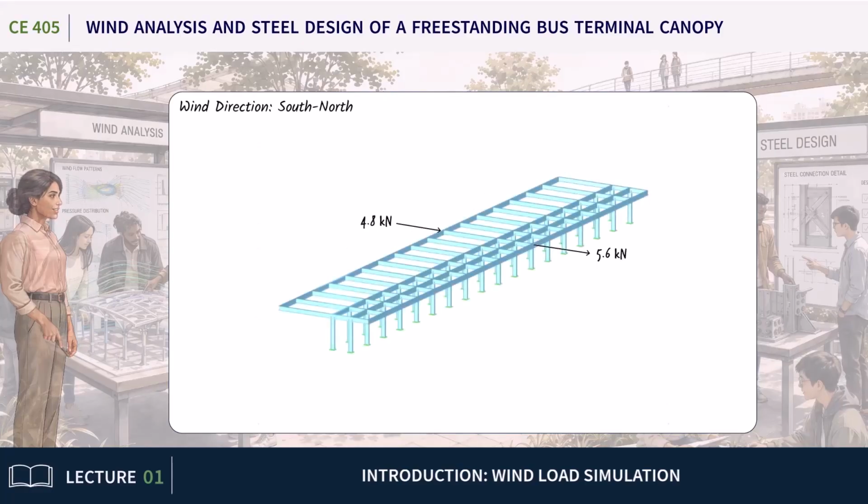For loading in the south-north direction, the simulation indicates that a typical frame may be subjected to lateral loads of 4.8 kilonewtons on the south side and 5.6 kilonewtons on the north side. Both loads act at the top of the frame.